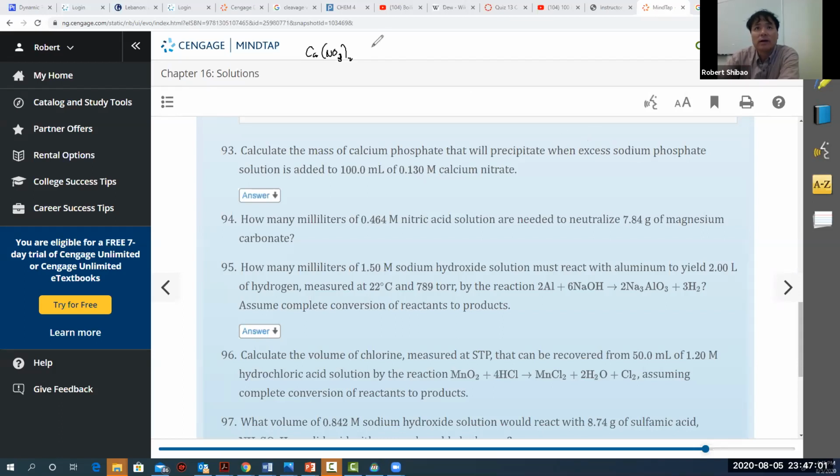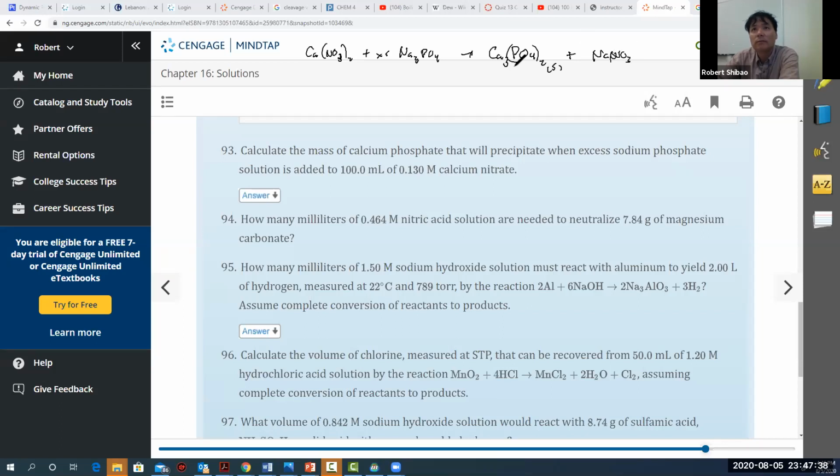With excess sodium phosphate. So excess sodium phosphate. Sodium phosphate is Na3PO4. And this is going to produce calcium phosphate. Calcium is 2 plus, phosphate is 3 minus. So what we can do is drop the 2 plus down here, the 3 minus over here: Ca3(PO4)2. This is a precipitate. The other product is going to be sodium nitrate.